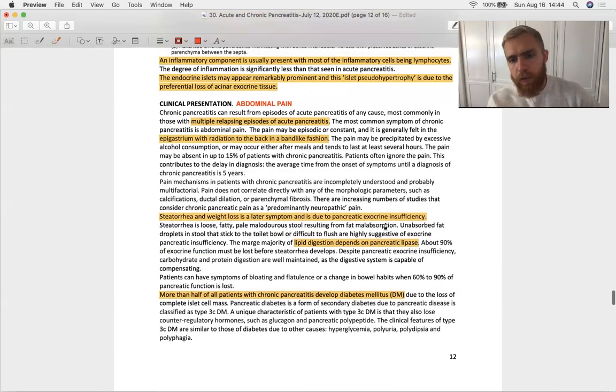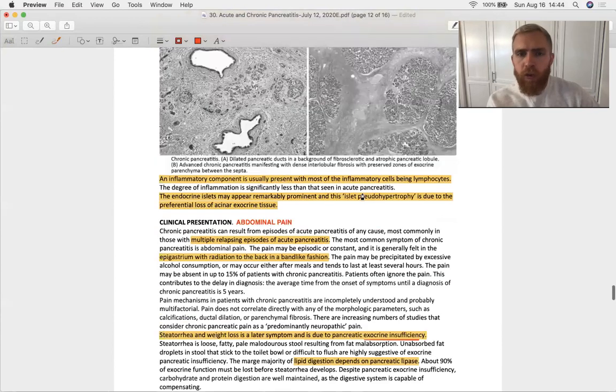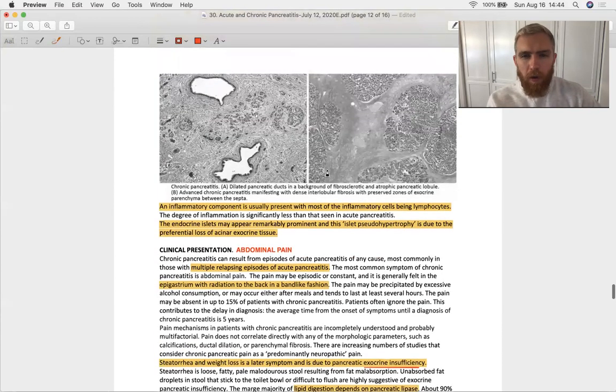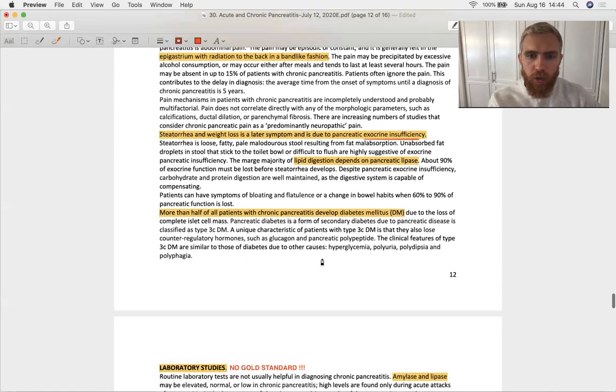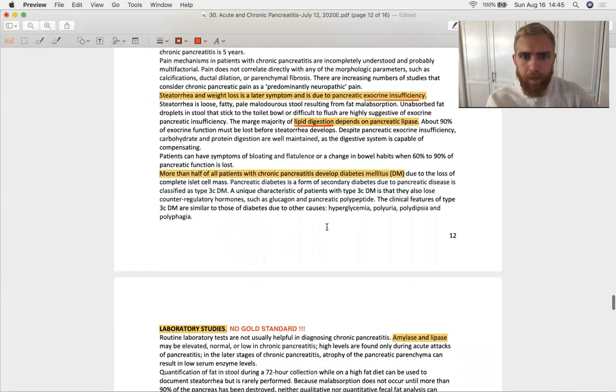Now, if your exocrine pancreas is getting wiped out, this is a good point here. If your exocrine pancreas is just getting replaced by blocks of scar tissue, you're going to have a hard time making lipase. And you need lipase to break down lipids in the lumen of your gut. So that would give you fat malabsorption with pale stools.